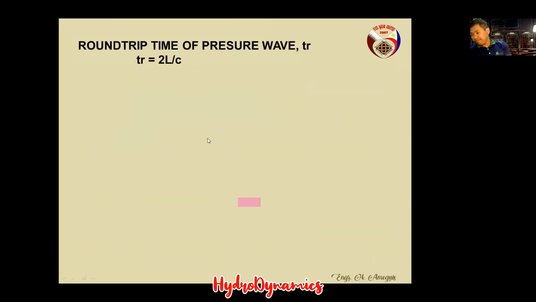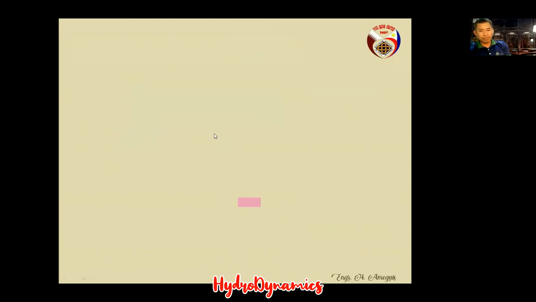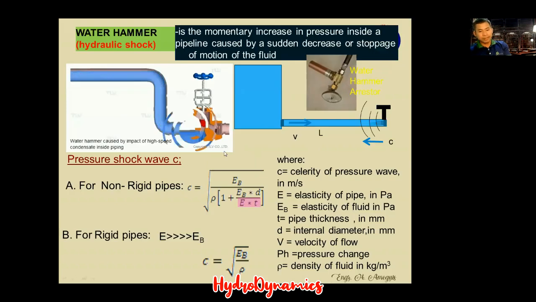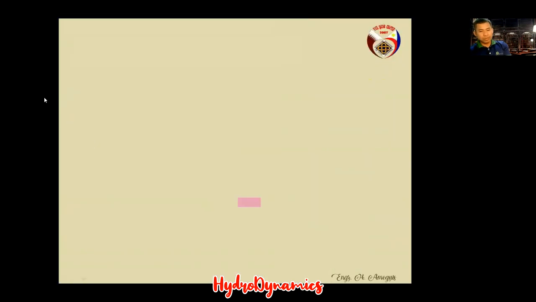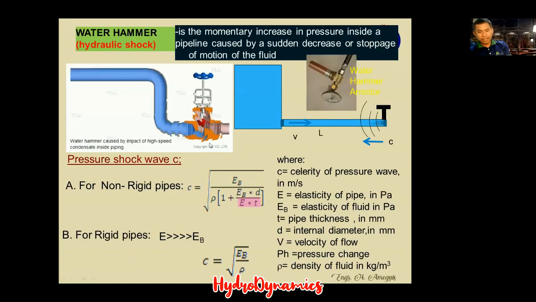Round trip time TR is 2L over C. Notice the round trip time: it goes from the source, hits the bulb, and then comes back. So the round trip time is 2L over celerity.